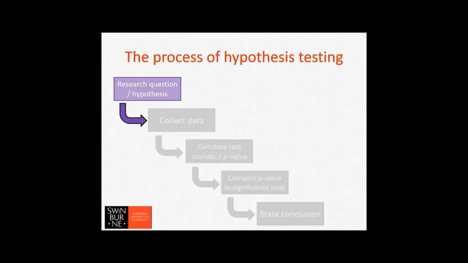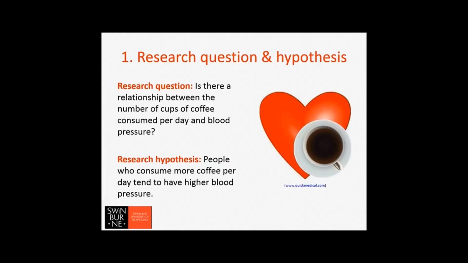Let's use an example from the textbook now to go over the process of hypothesis testing. On page 2 of the text, we have a scenario which pertains to coffee consumption and blood pressure. Remember, step 1 is to state the research question and hypotheses. The scenario here would like to investigate if there is a relationship between the number of cups of coffee consumed each day and blood pressure.